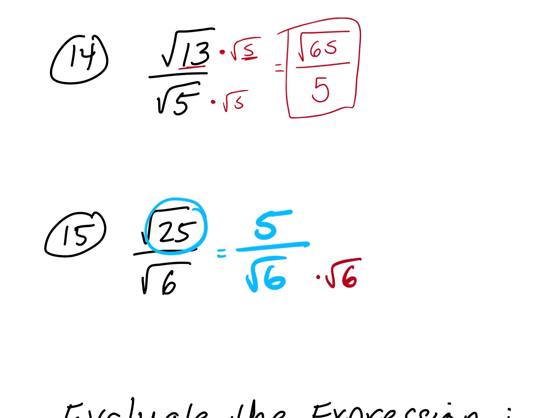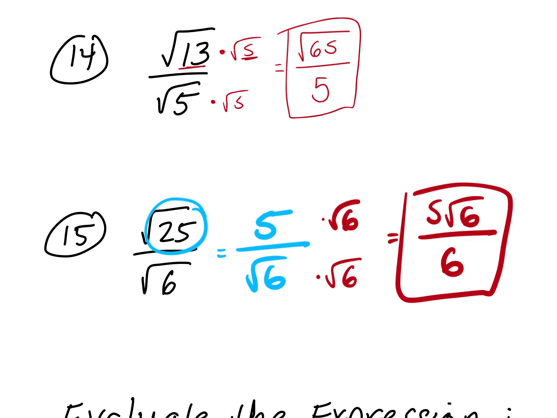Now we multiply the square root 6 on the top and the bottom. So on top, I get 5 square root 6. What do I get on the bottom? What's square root 6 times square root 6? 6. Can I simplify this? Nope. Because we don't have any number that goes into 5 and 6 that we can simplify.